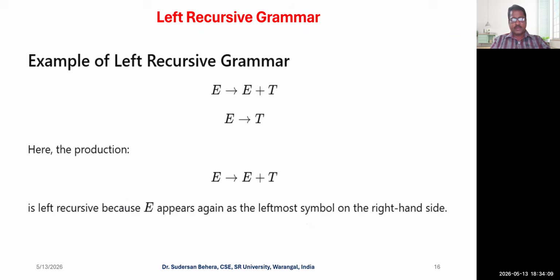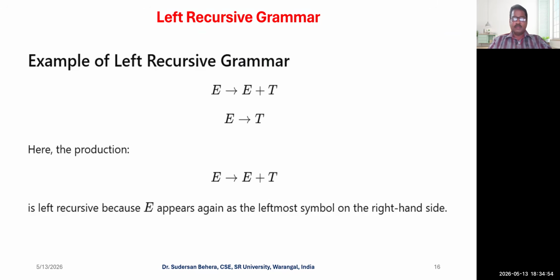Let us see an example of left recursion. Here is another example: E derives E plus T. That means the E present on the left hand side is equal to the E appearing first on the right hand side. So that is recursive. Then E derives T. This production does not have any recursiveness, because E is a separate non-terminal and it is producing T, which is a separate non-terminal. So there is no connection, no self-calling. So here only one production is left recursive.